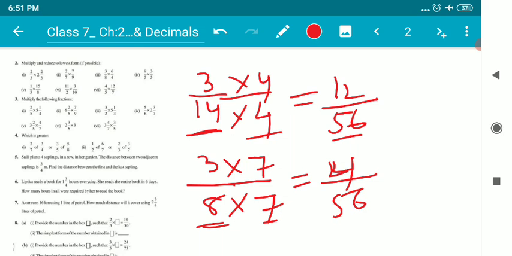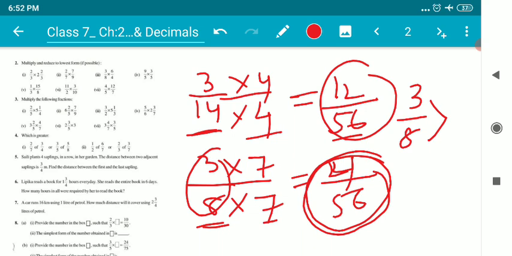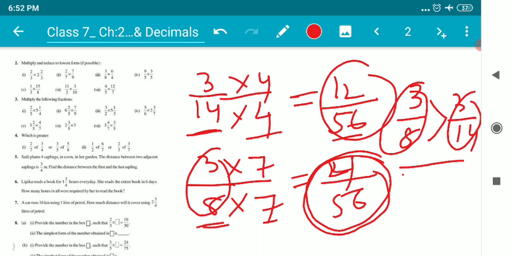So children, which one is larger? Of course 21 by 56 is larger than 12 by 56. So 21 by 56 belongs to 3 by 8. So I'll write 3 by 8 is greater than 3 by 14. That means our right hand side is greater than left hand side. Okay children, this is how we write the answer.